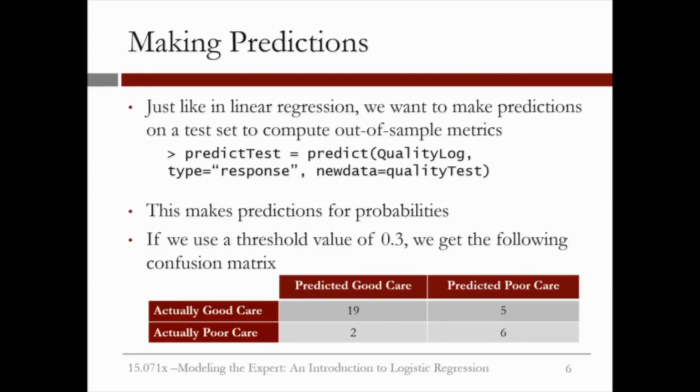confusion matrix. As I mentioned, there are 32 cases, out of which 24 of them are actually good care and 8 of them are actually poor care. We observe that the overall accuracy of the model is 19 plus 6, which is 25, over 32. The false positive rate is in this case 5 over 24, that is 19 plus 5, whereas the true positive rate is 6 out of 8, 6 plus 2.